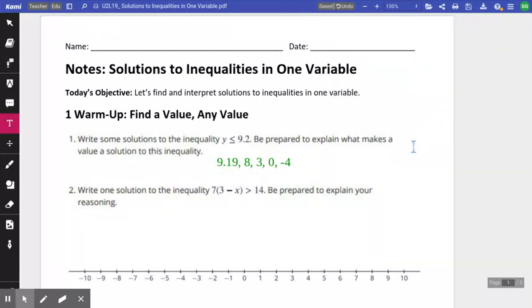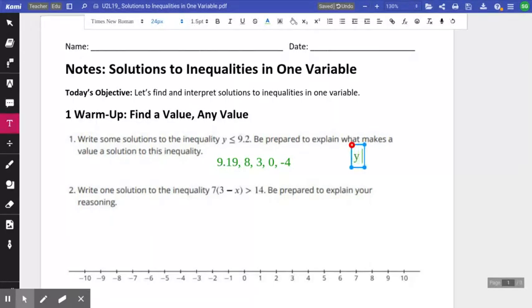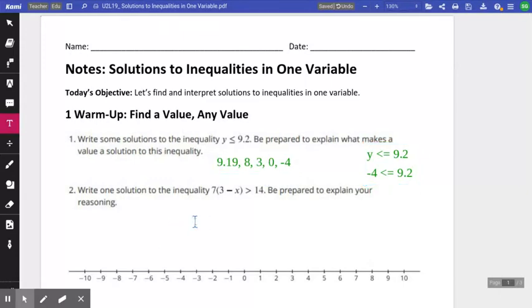And when it comes to being able to justify why these values are solutions, well, if our inequality is y is less than or equal to 9.2, any of those numbers I named earlier, so let's say, for example, -4, we can replace y with -4 and say, why, yes, this gives me a true statement. -4 is, in fact, less than or equal to 9.2. We can use that similar idea of replacing our variable with the solution value for number 2 here, which says write one solution to the inequality 7 times 3 minus x is greater than 14.